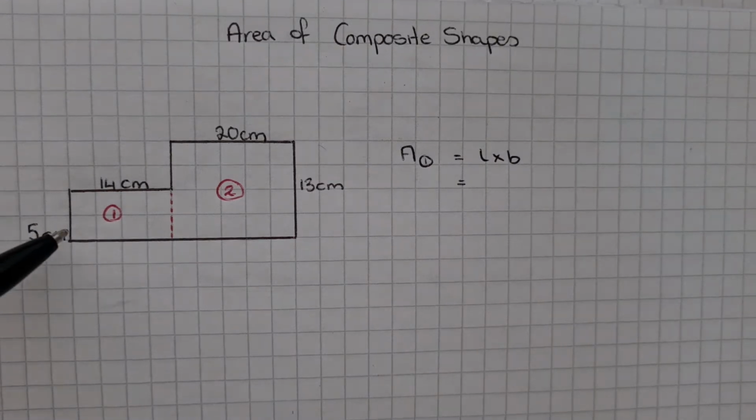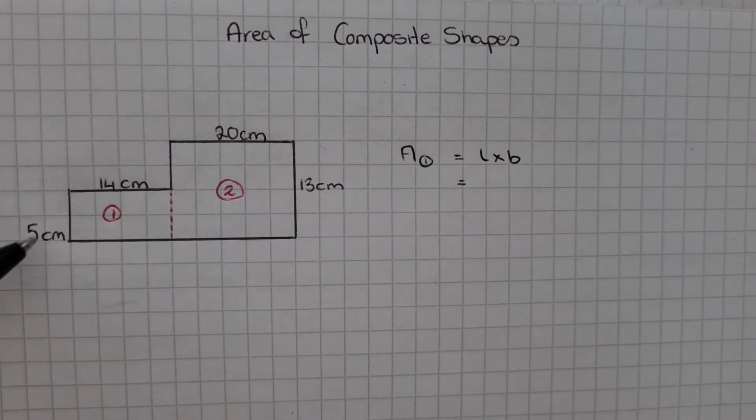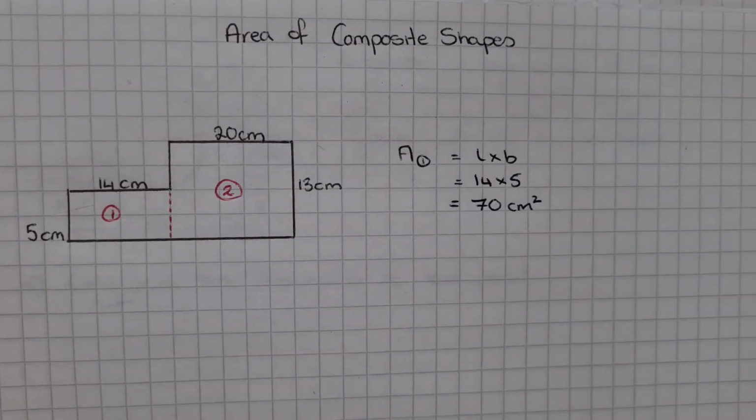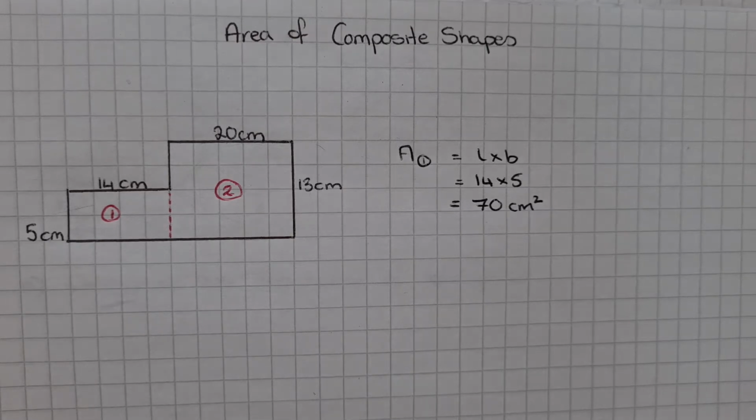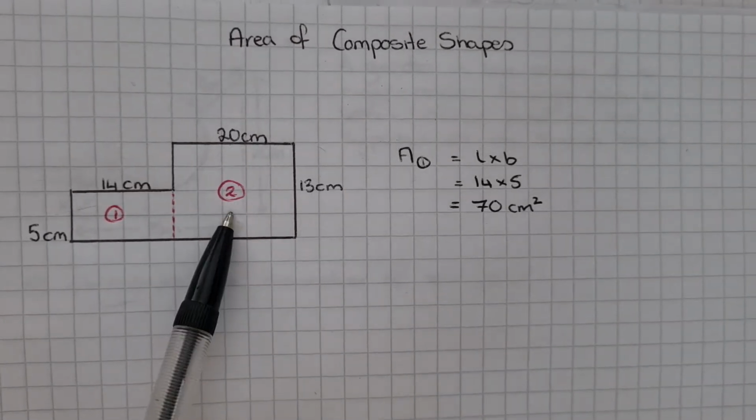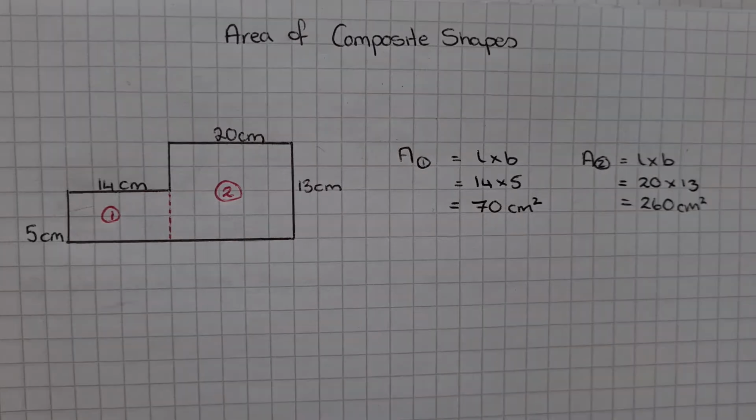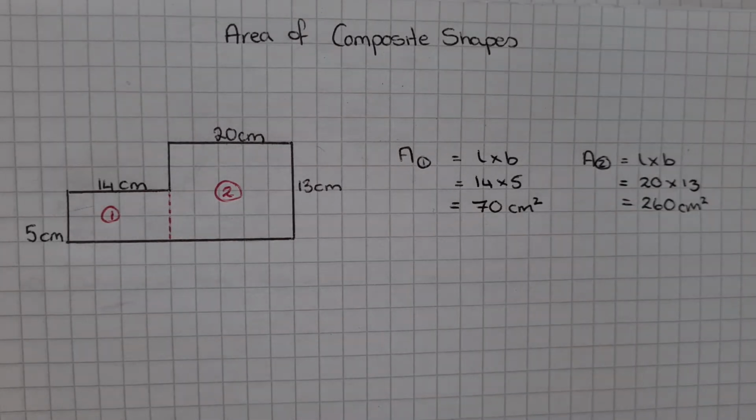So if we look at the first shape, it's a rectangle, which means the formula is length times breadth. So we're going to be doing 14 times 5, which is 70 centimetres squared. Then we're going to look at calculating the area of the second shape. So again, it's a rectangle, so L times B again. And this time it's 20 times 13, which is 260 centimetres squared.